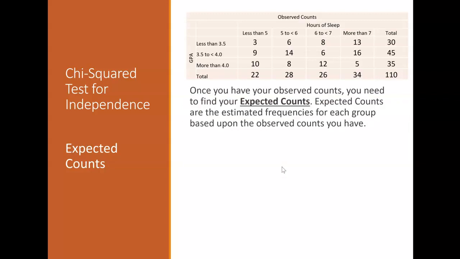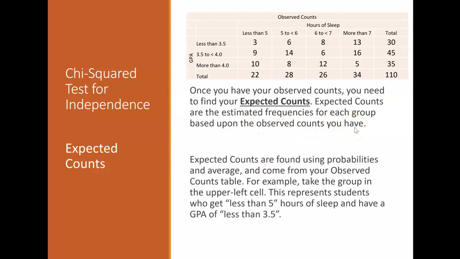Okay. Once we have our observed counts organized into a two-way table, we need to find our expected counts. These are the estimated frequencies for each group based on the observations you have. So the expected counts are found using probabilities and average and come from your observed counts table. For example, take the group in the upper left cell, right here. That's less than 5 hours of sleep and a GPA of less than 3.5.